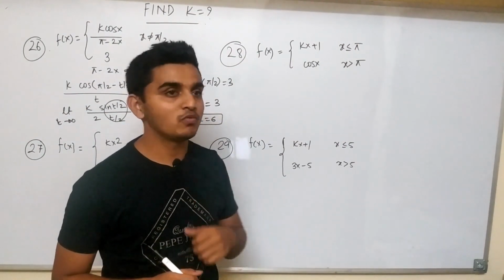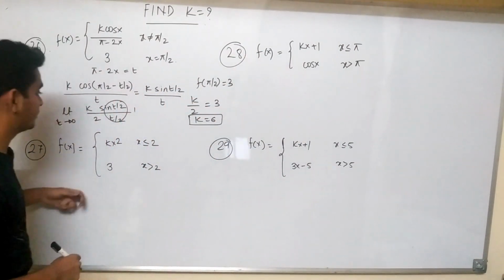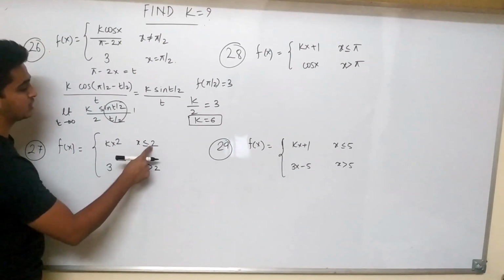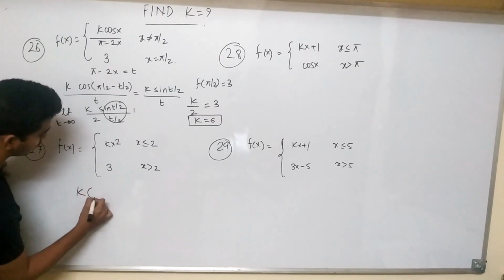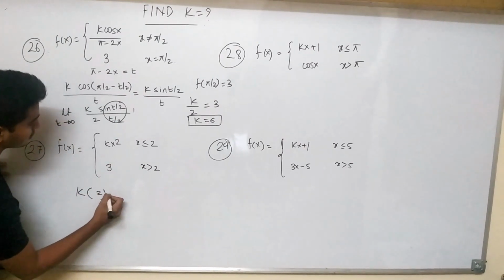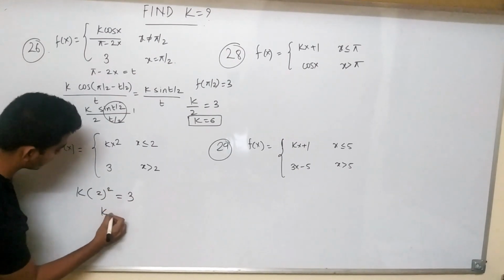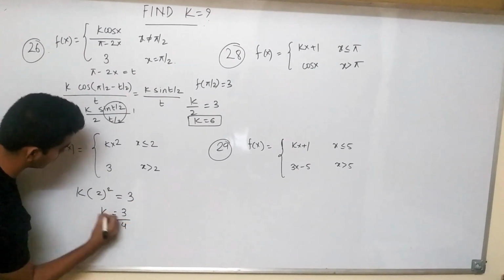Now we'll check the 27th question, which says k times x square for x less than or equal to 2. So you immediately put in the value of 2 in place of x and equate it to these. So you have your k as 3 by 4.